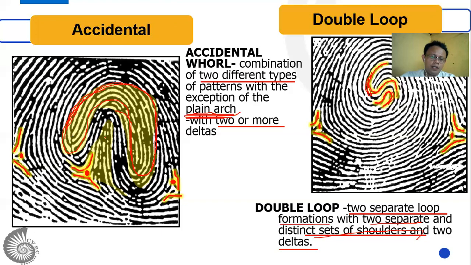And another one, you can also create another loop formation. Three loops already. So it means that three loops, more than two loops, because in the classification of pattern, we have only double loop, two loops. In here, in this example, we have three loops. That's why this pattern is classified or identified as accidental.